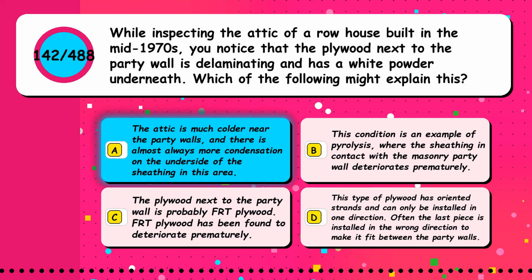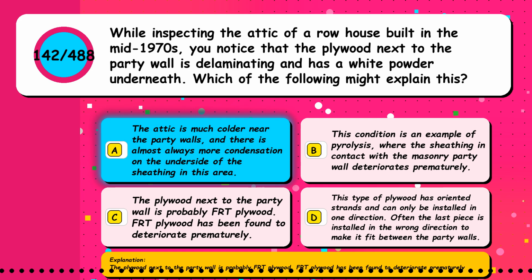The correct answer is option A. The attic is much colder near the party walls, and there is almost always more condensation on the underside of the sheathing in this area. The plywood next to the party wall is probably FRT plywood. FRT plywood has been found to deteriorate prematurely.